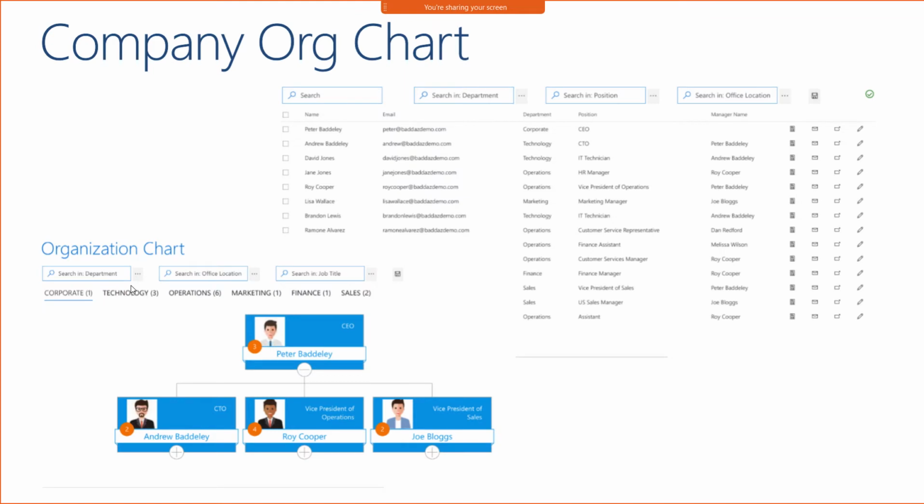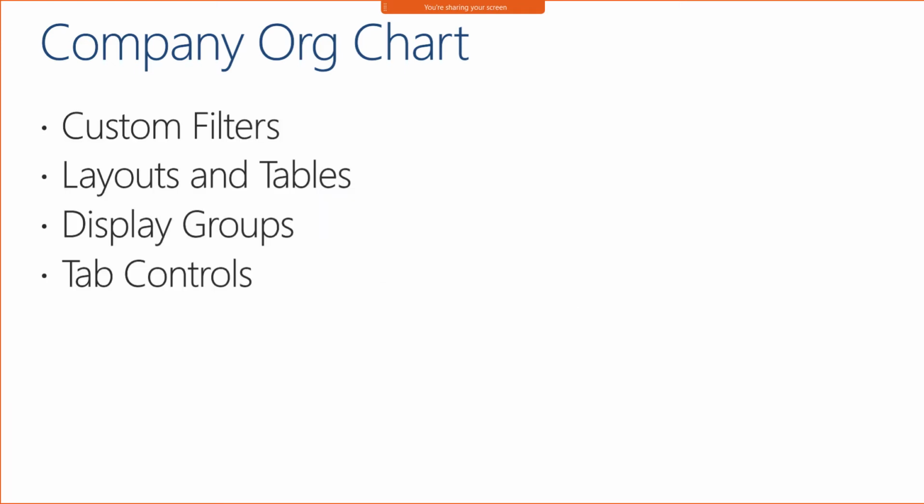Next, I'll be able to move on to perhaps what you could describe as a company org chart or a corporate organizational chart. And I'm going to show you how you can present this data in different ways. So in a more traditional org chart format, or also in a searchable directory interface as well. So in this demo, we'll be looking at things like custom filters, different layouts and tables, what we call display groups, so we can have different sets of data presented in different ways. And we'll also look at tab controls.